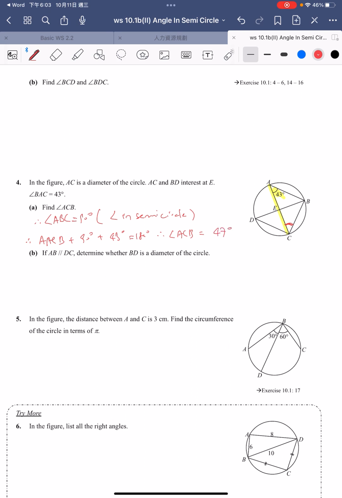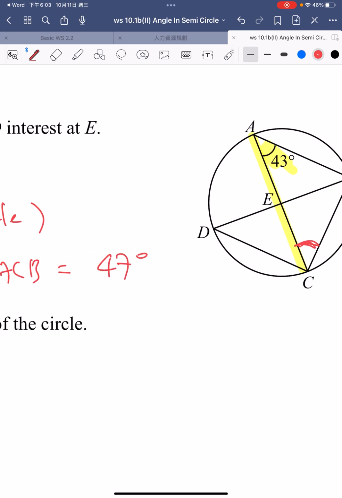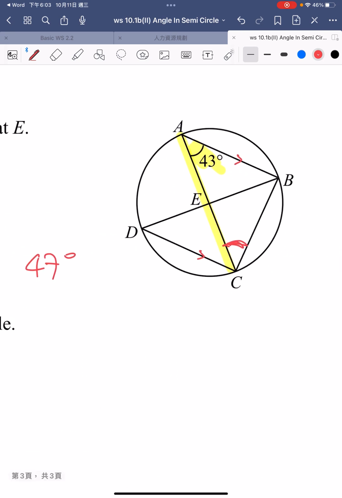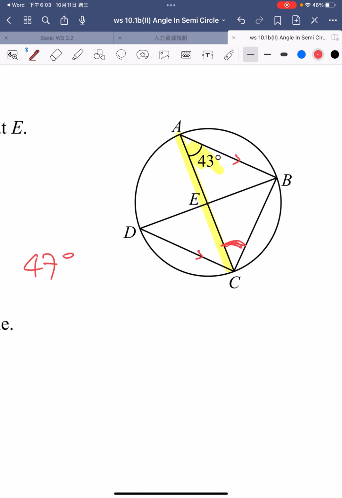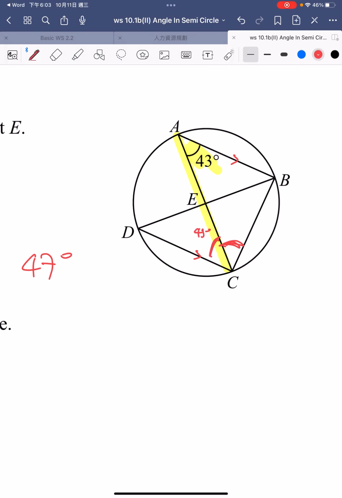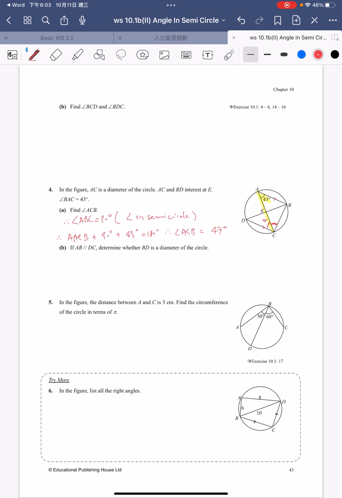So in part B, we have AB now parallel to DC. So first of all, locate it. AB is parallel to DC, which means that if this is 43, we have a Z-like shape, right? So it will have alternate angles, which means that this is going to be 43 degrees as well. So now we have the angle BAE is equal to the angle ECD, which is going to be equal to 43 degrees. The reason for that is the alternate angles, and we have AB parallel to DC.